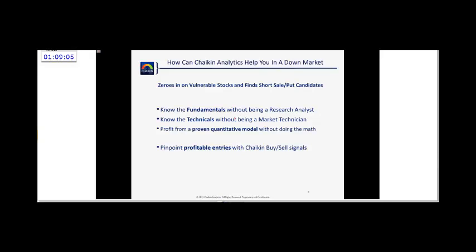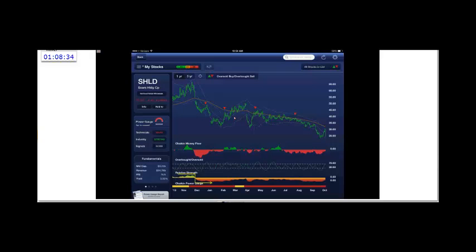So Chaikin Analytics helps you find profitable trading opportunities by allowing you to know the fundamentals without being a research analyst, know the technicals without being a market technician, and profit from a proven quantitative model, which is what the Chaikin Power Gauge rating is, without having to do the math. And then finally, we help you pinpoint profitable entries and exits with Chaikin buy and sell signals. Now, you could be creating your own buy and sell signals. We're just going to suggest a series of these that we think work very well.